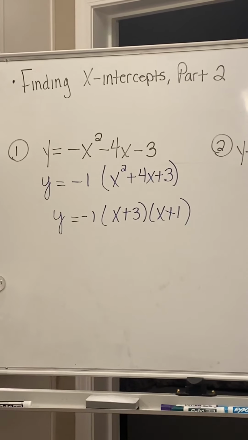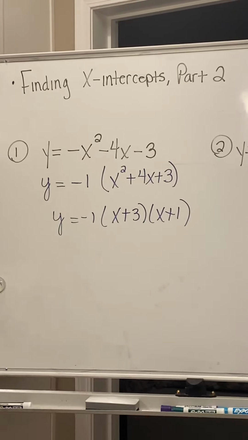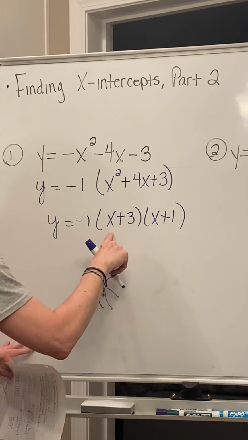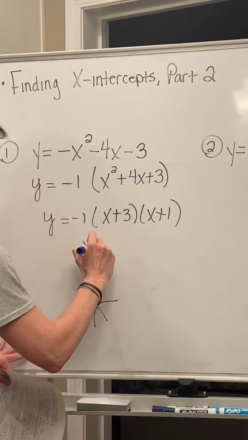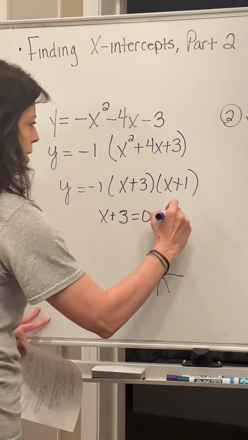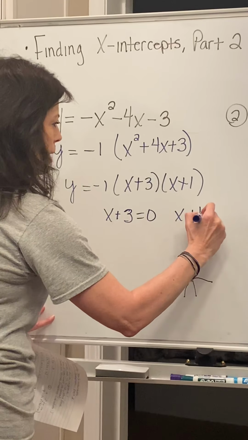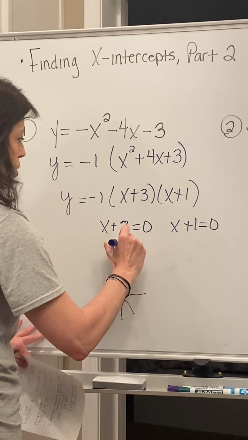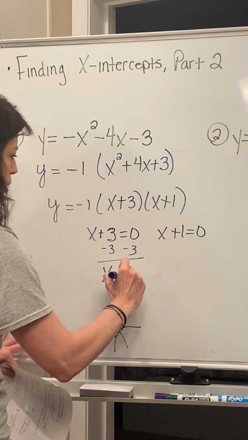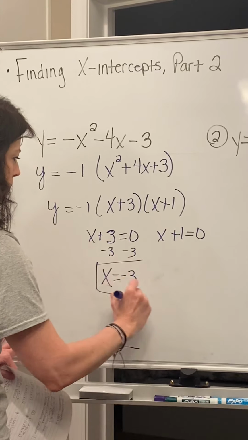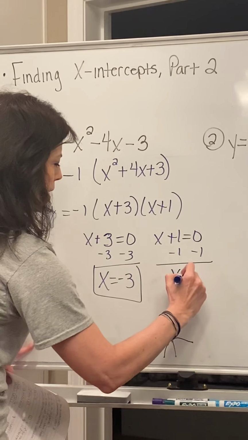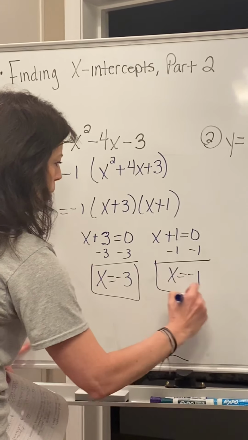So if you see me not write it back down, that's why, because we don't really need it to find the zeros or to find the x-intercepts. So now that I have both of my factors, I'm going to set them both equal to 0. So x plus 3 is equal to 0 and x plus 1 is equal to 0. Subtract 3 from both sides in this situation. So this x value is going to be negative 3. And subtract 1 from both sides in this one, and this x value would be negative 1.